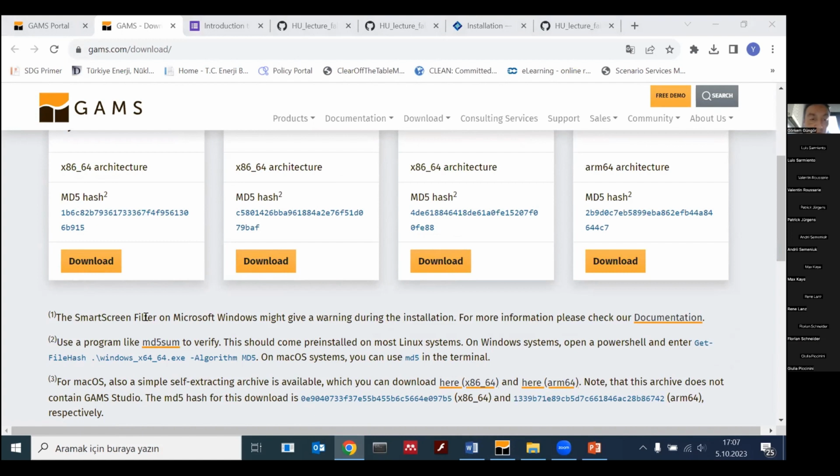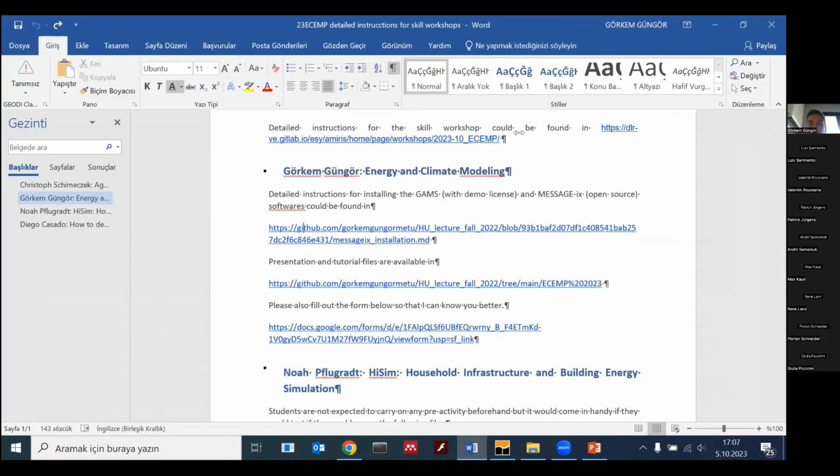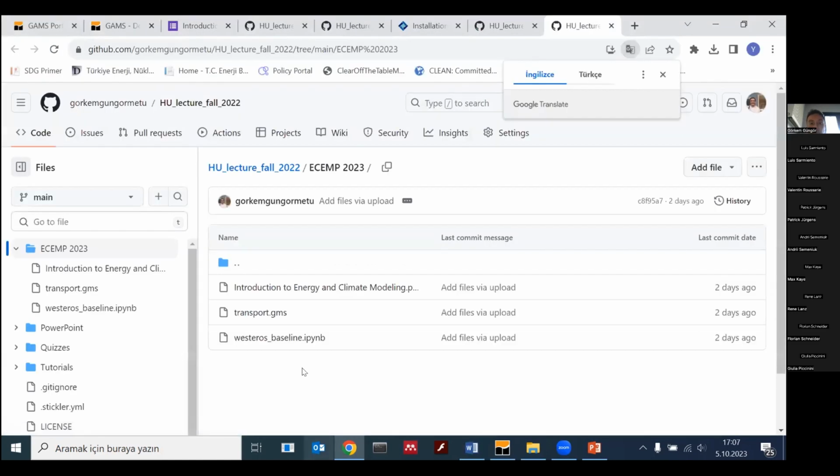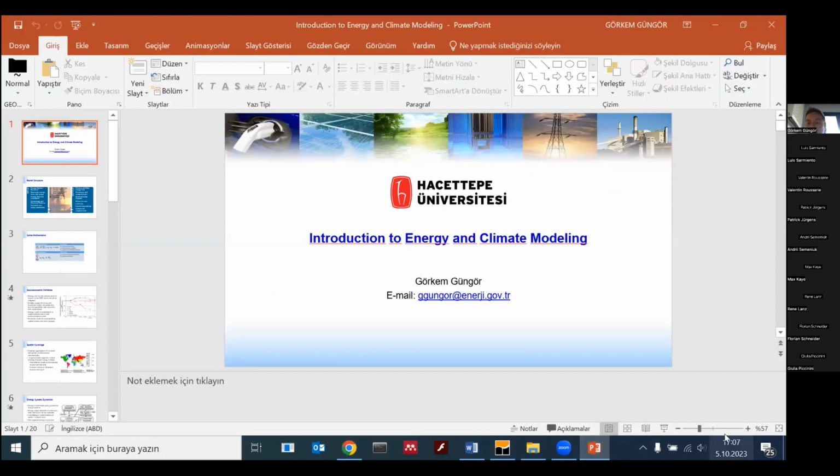You can also try out running the sample files afterwards. I have included them in my repository, which you can access again from the instruction sheet, the second link. If you click on that link, you can download my presentation file and the sample files, which I will be describing during my presentation.